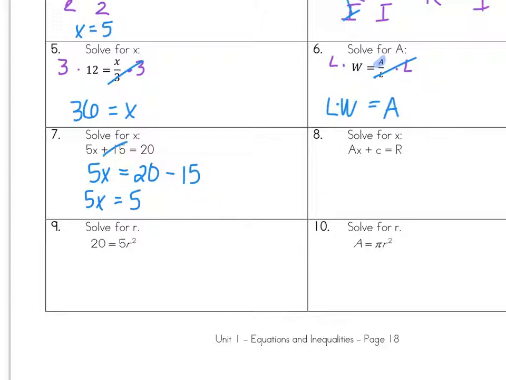What do you think we do next? I got to get x alone. Divide both sides by 5. You are right.